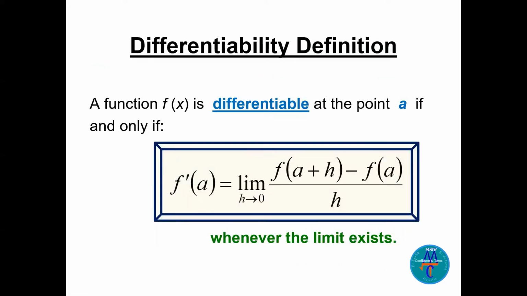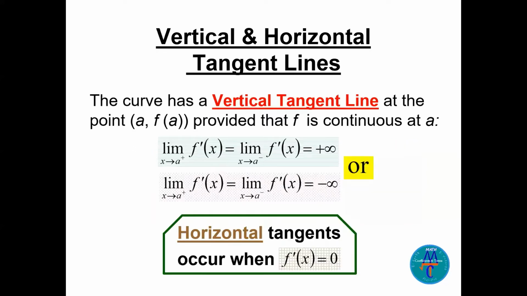Differentiability means we have f prime at a equal to the limit of f of a plus h minus f of a, divided by h, as h goes to 0, whenever the limit exists. Then we say the function is differentiable at the point a.